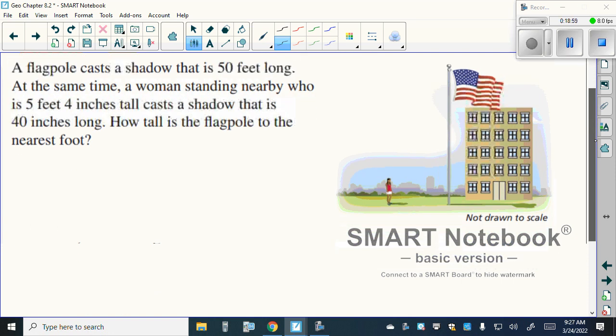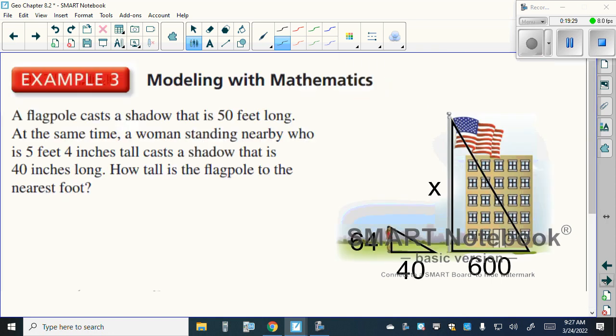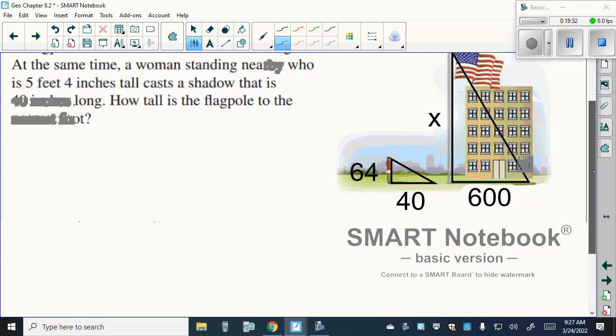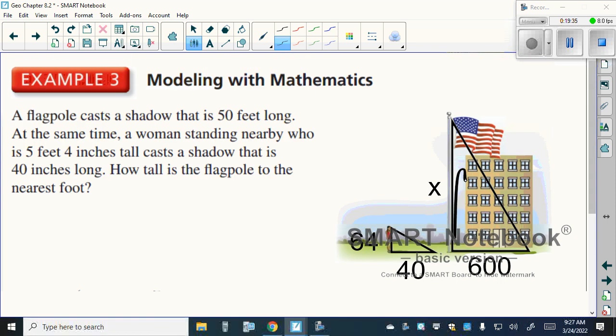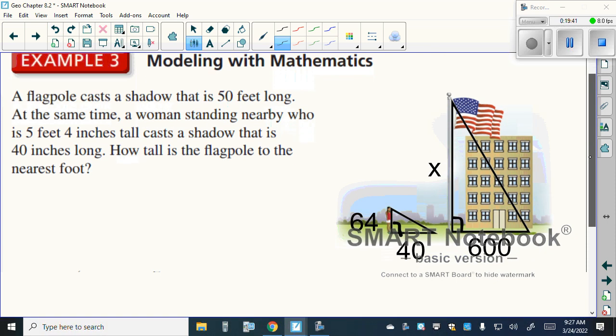A flagpole casts a 50-foot-long shadow. At the same time, a woman standing nearby who is 5 foot 4 inches tall casts a shadow that is 40 inches long. How tall is the flagpole to the nearest foot? So it's not drawn to scale, so we can't just try to measure and use the picture itself to get there. But what we do have is two triangles. And they're going to both be right triangles.